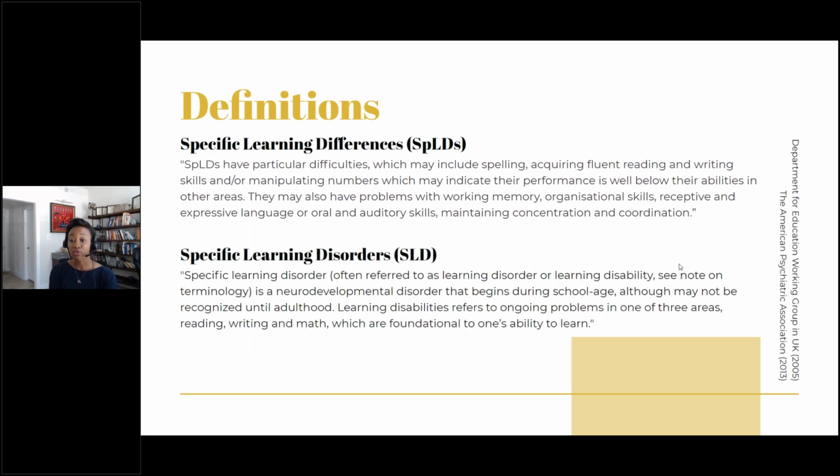The next definition comes from the United States, the American Psychiatric Association, and this was in 2013. And here it talks not only as disorder or learning disability, but it mentions that it's a neurodevelopmental disorder that begins at school age and may not be recognized until adulthood. So some very interesting definitions. And just so you know, everything that's quoted in this presentation, there is a reference page at the end of the slide deck, so you can go and research more if you would like.